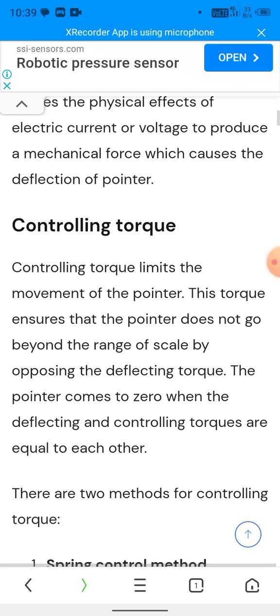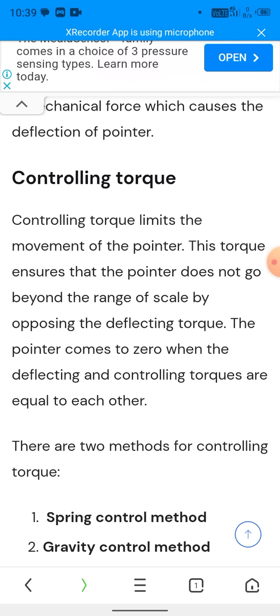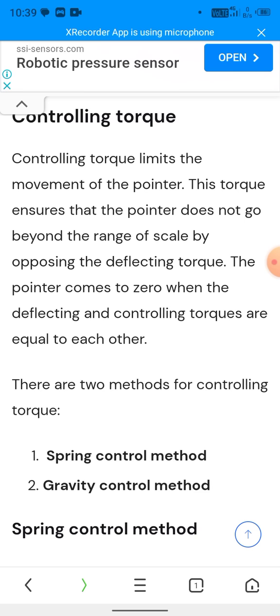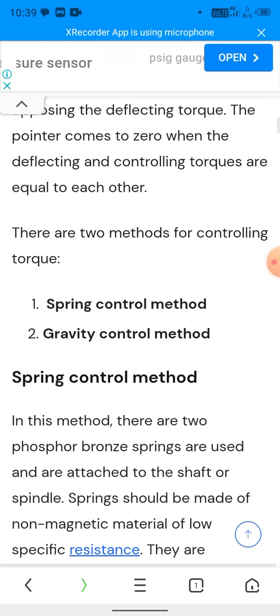Controlling torque. Controlling torque limits the movement of the pointer. The torque ensures that the pointer does not go beyond the range of the scale by opposing the deflecting torque. The pointer comes to rest when the deflecting and controlling torques are equal to each other. There are two methods of controlling torque: spring control method and gravity control method.